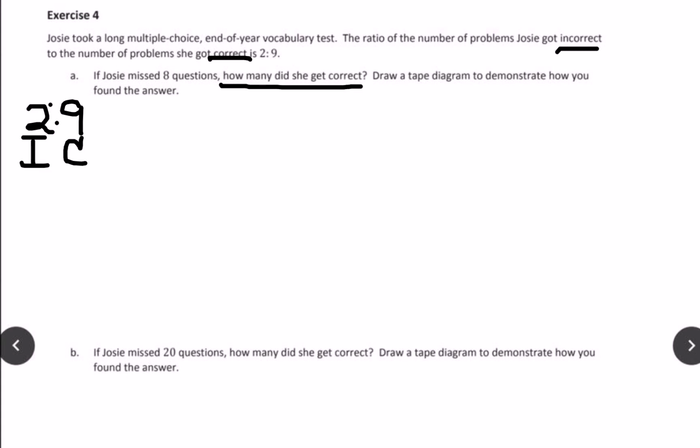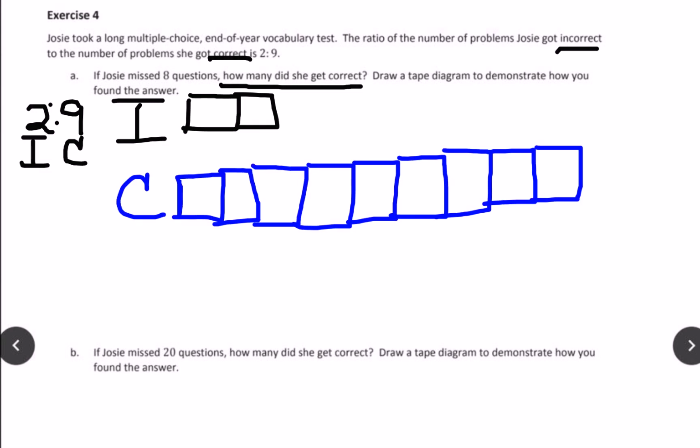I will start with incorrect because that's the first one in the ratio. And then I will draw my ratio of 2 to 9. Here is incorrect, there's 2, and there's 9 for correct. Now, they told us that she got 8 questions incorrect. She missed 8 questions. So I put my equal sign here and the 8 here because those are incorrect.